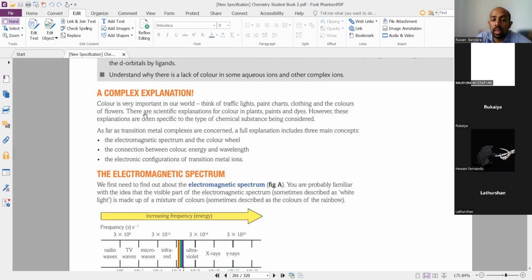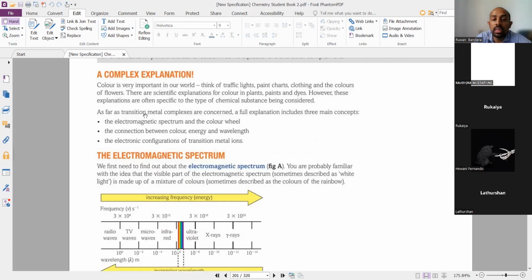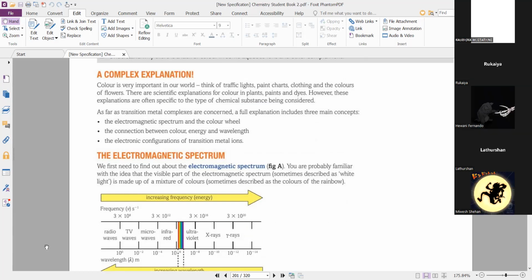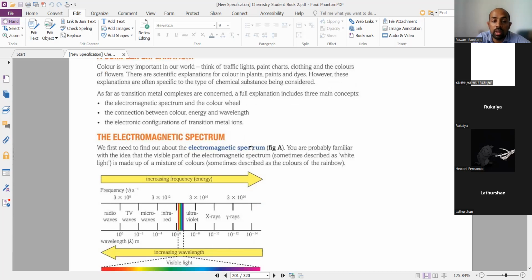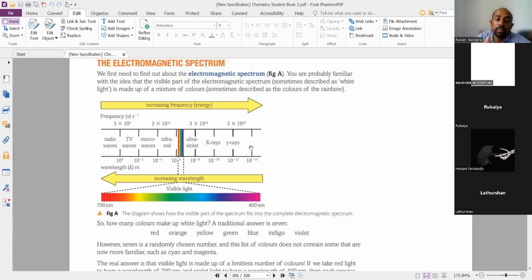But we have to consider the following concepts. Number one is the electromagnetic spectrum that you are already learning from school, even in physics, right? And then similarly the color, energy and the wavelength, that comes under visible light, right? And then finally how this color is related to the electronic configuration of transition metal ions, right?